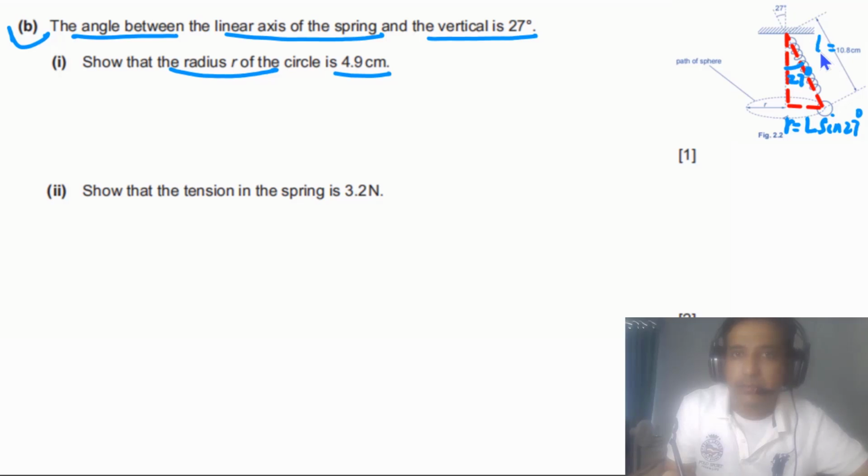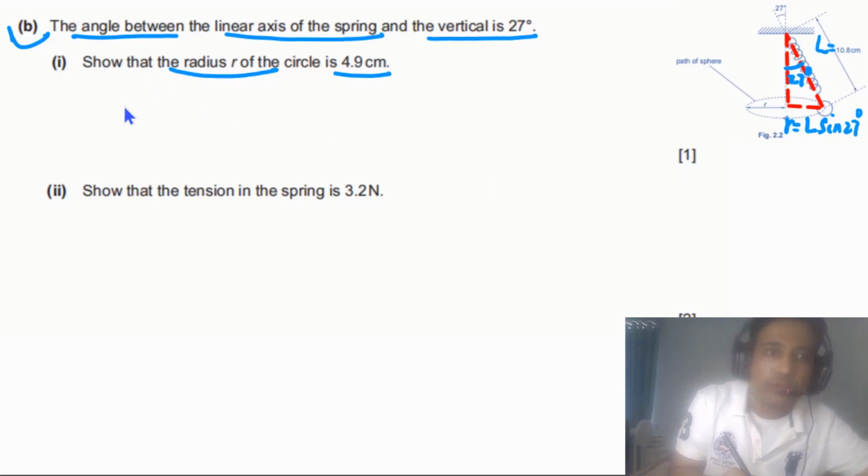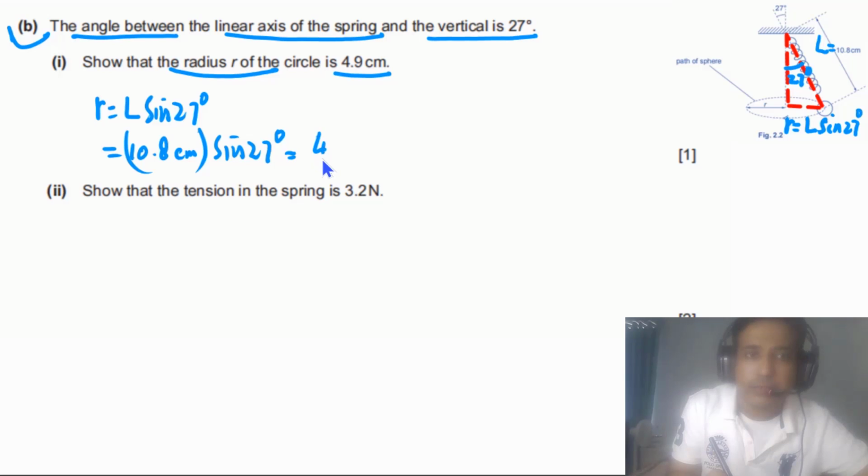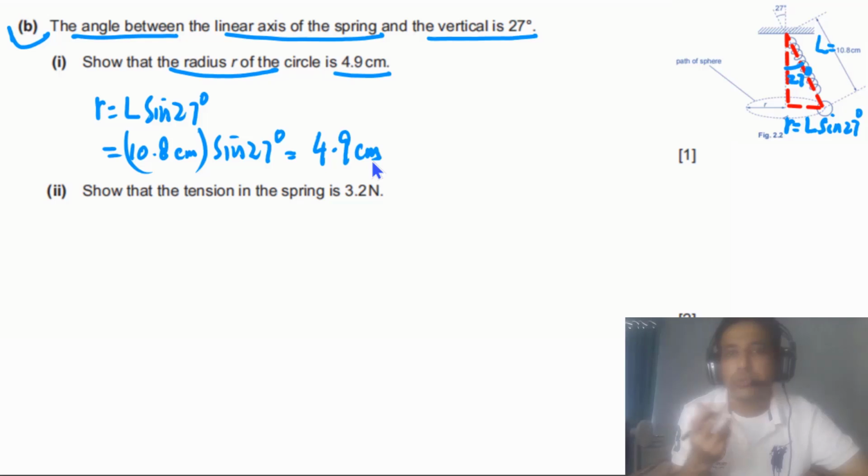L is 10.8 centimeters. So simply we can say r in this case has to be equal to L sine of 27 degrees. L we have, that is equal to 10.8 centimeters multiplied by sine of 27 degrees. So our final answer in this case will be 4.9 centimeters. Pretty straightforward one. Simply you need to understand how to form the triangle, then how to solve the triangle.